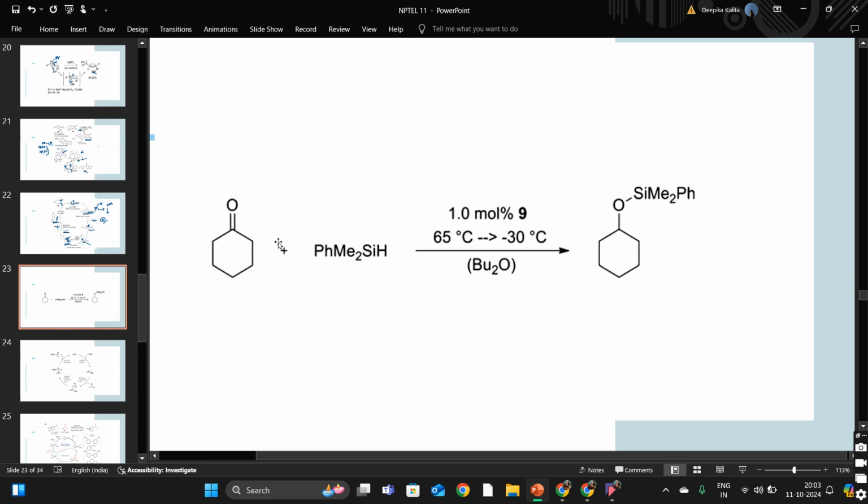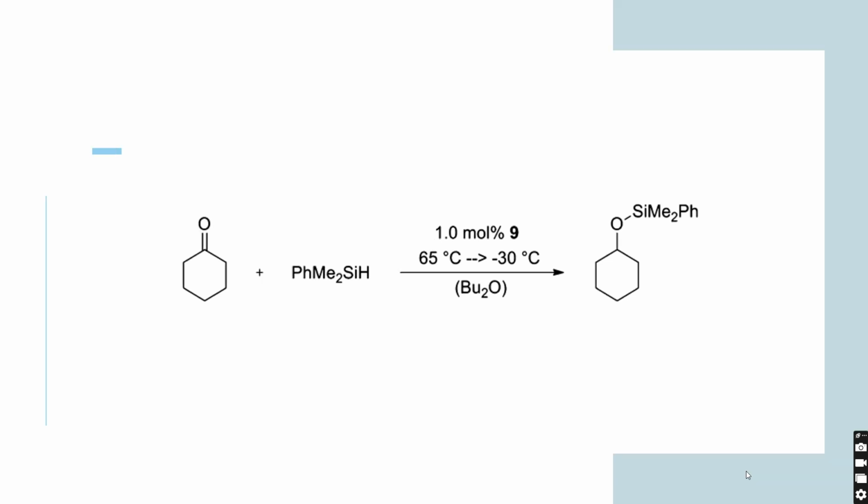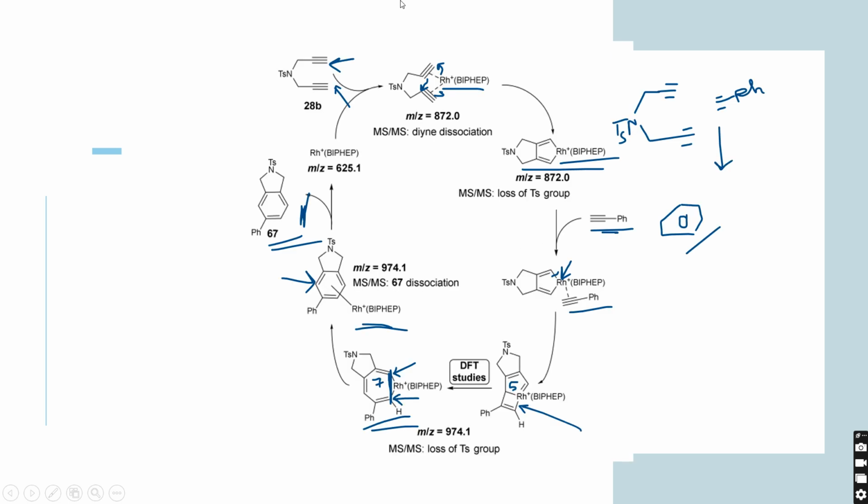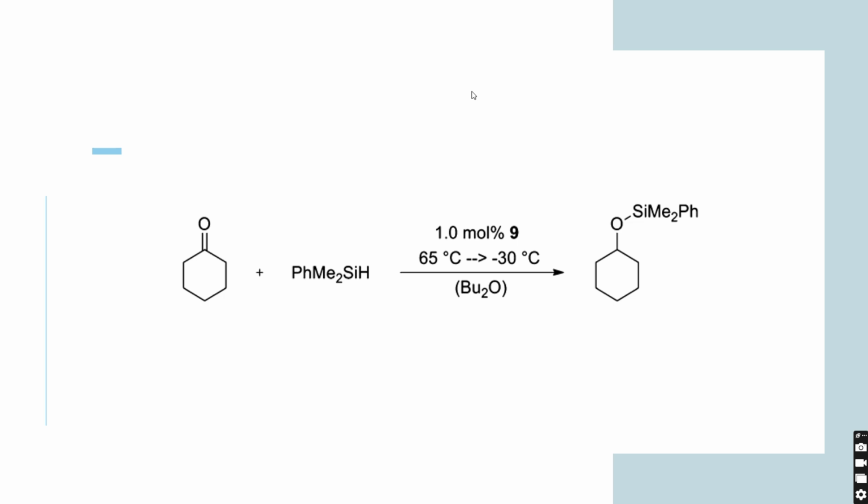Okay, so this is another question from organorhodium chemistry. You can take this catalyst 9 to be the same catalyst as the previous question. This rhodium catalyst in +1 oxidation state, at 1 mole percent, can give us this oxygen-silicon bond formation starting from cyclobutanone and dimethylphenylsilane.